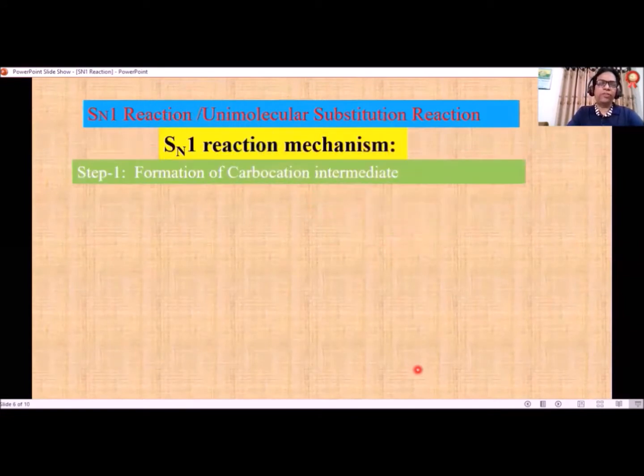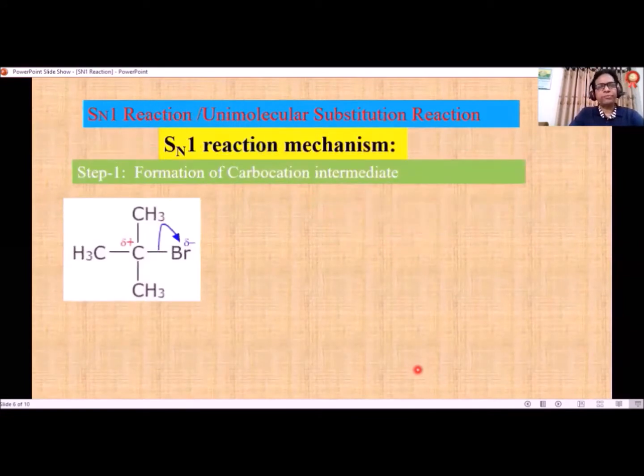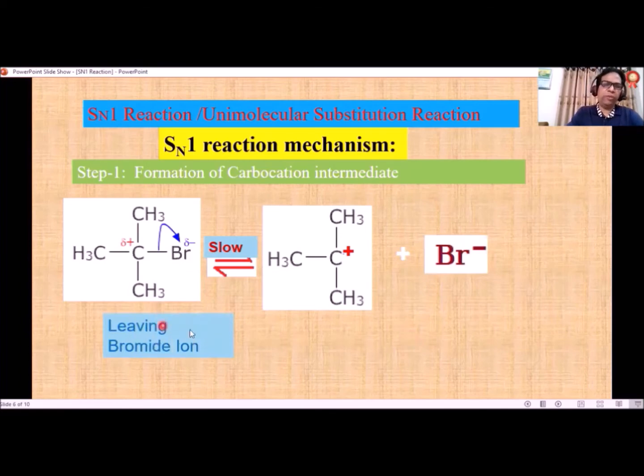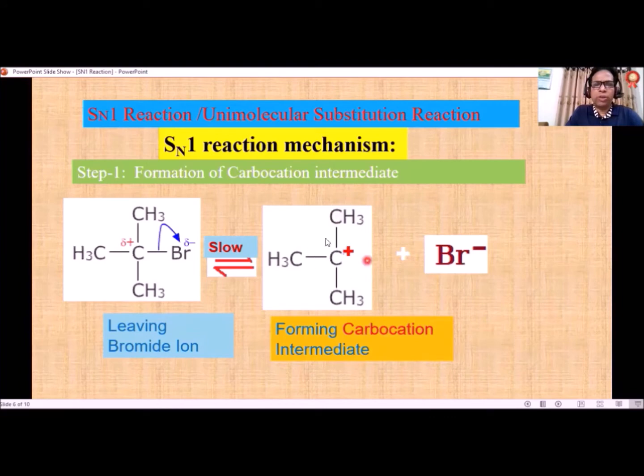Now the figure is here. We see the tertiary butyl bromide form the tertiary butyl cation, carbocation, and bromide ion. This is the slow step. Here the leaving group is bromide ion and the intermediate is carbocation, that is, tertiary butyl carbocation.